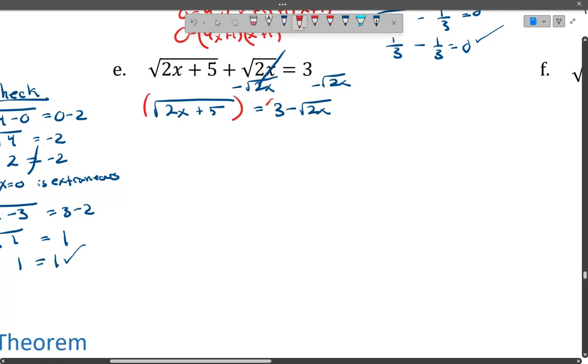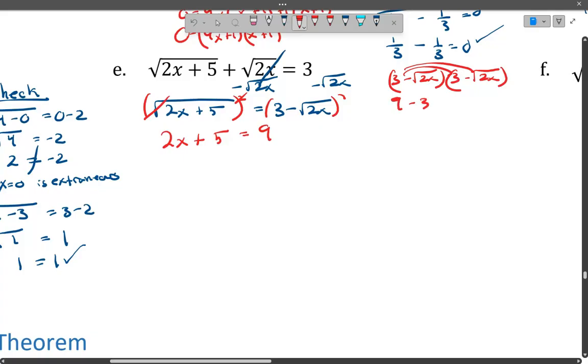Now we can go ahead and apply the power rule. That'll eliminate on the left, leaving us with 2x plus 5. And then using our distributive property, I'm squaring a binomial again. So we have 9 minus 3 root 2x minus 3 root 2x plus root 2x squared. So that gives us 9 minus 6 root 2x plus 2x.